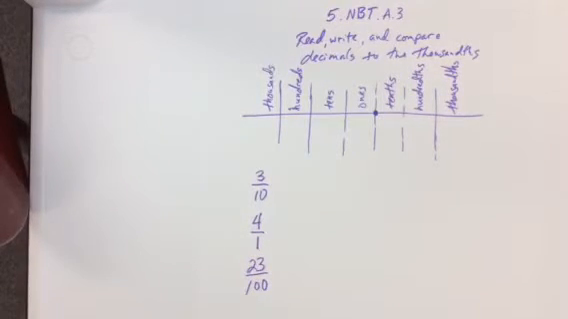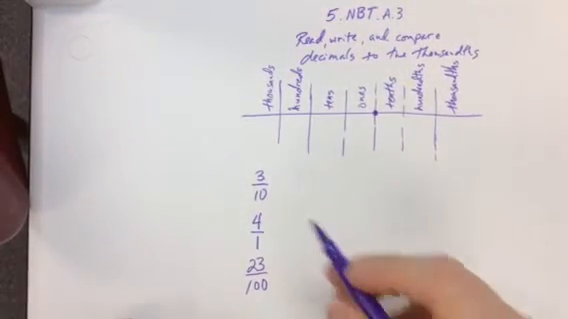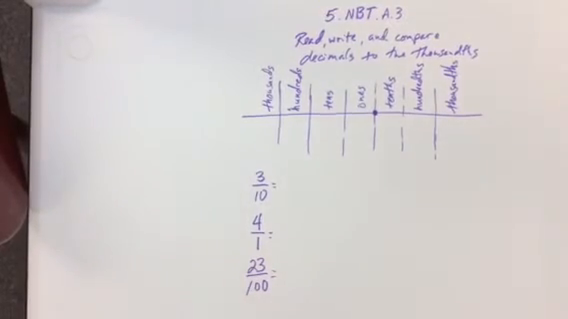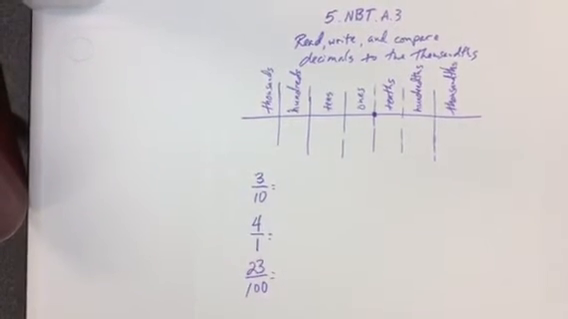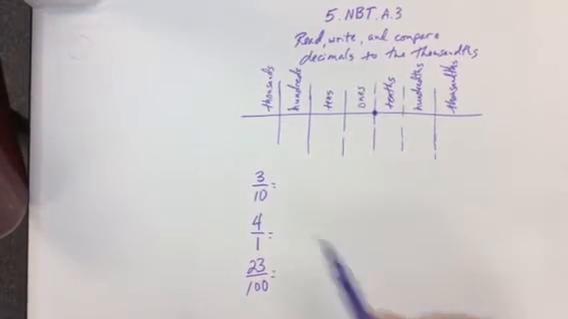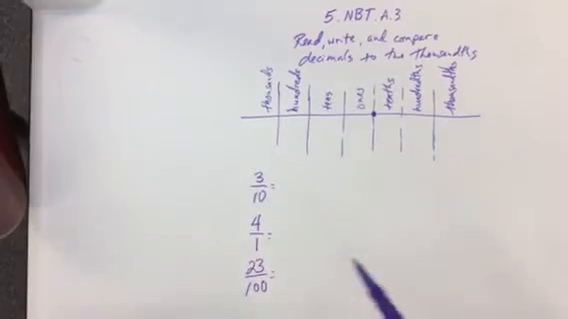I am a fifth grade math and science teacher at McDowell Elementary, and today we're going to be talking about reading, writing, and comparing decimals to the thousandths. We have just finished up across the district using fractions and dealing with fractions, adding, subtracting, multiplying, and dividing. So I'm going to start using the foundation that we already have with fractions and relate those to decimals. So I'm just going to start with 3/10.